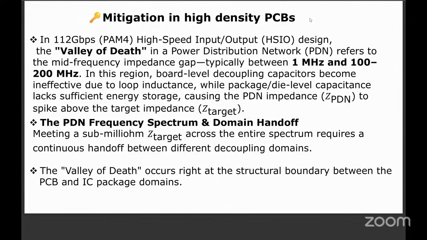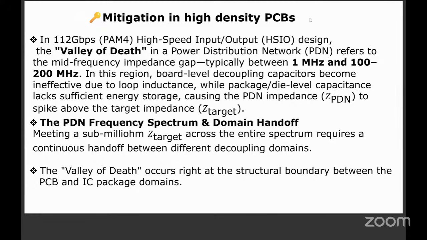Mitigation in high density PCBs, some suggestions. In 112 Gbps PAM4 high speed input output design, the valley of death in the power distribution network refers to the mid frequency range, typically between 1 megahertz to 100 to 200 megahertz. This is where people do simulations at gigahertz range, and they think doing it at a megahertz range is not necessary, but it has to be done also for the PDN.